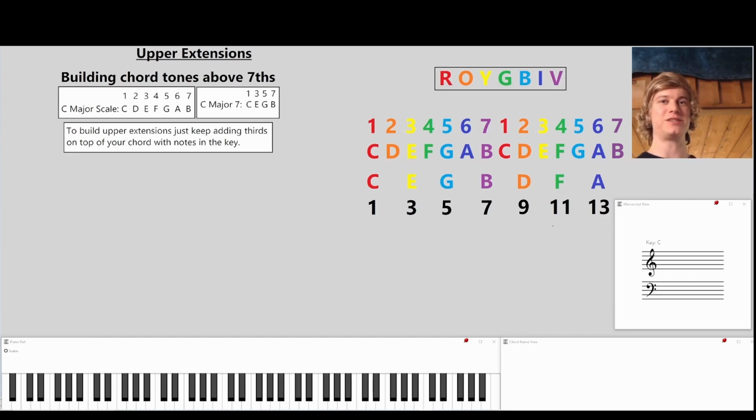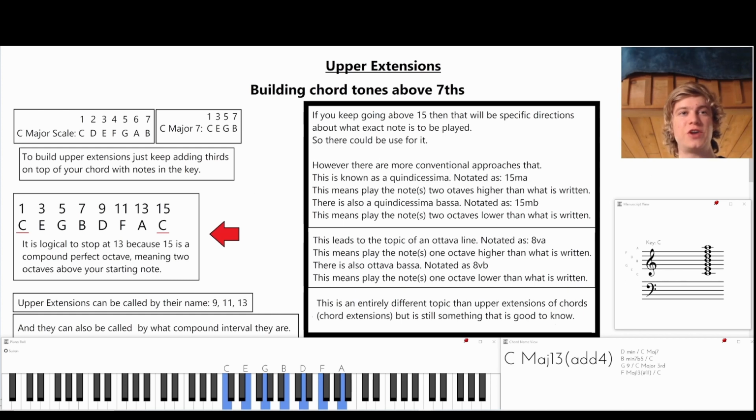And it's good to understand that when we're building these upper extensions up to 13, that we are including all of the notes that are in the scale. Okay, so it is logical to stop at 13, because when you add that 15th, all that you're doing is adding the same note that you started from. So I started on C, and now I'm ending on C 2 octaves up.